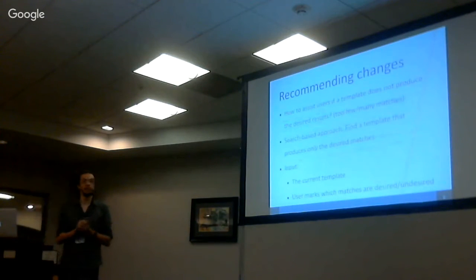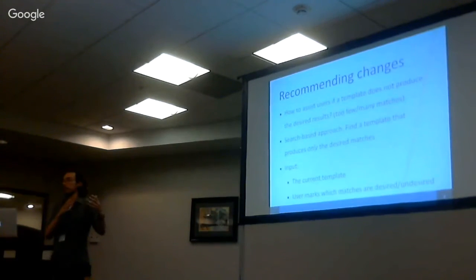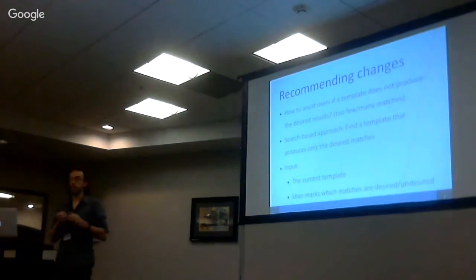And that's where we'd like to make use of a search-based approach. We'd like to assist the users of our tool in case the template doesn't provide exactly the desired results. Maybe it provides too many, maybe it provides too few matches. So our search-based approach is going to take such an imperfect template and keep on mutating it to achieve a better one. The goal is to find a template that finds only the results that we're looking for.